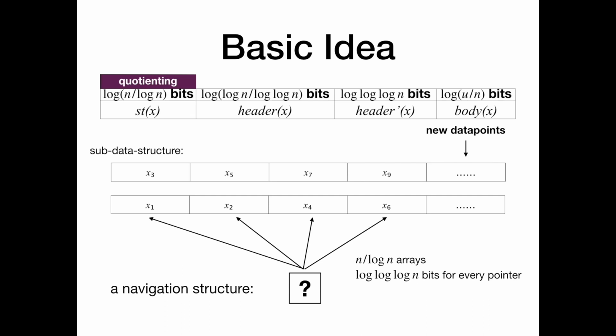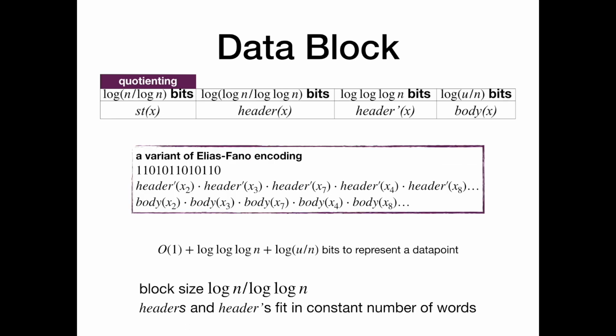To answer a query X, we check if there is a Y in sub-data structure ST of X, such that their suffixes are same. With high probability, every sub-data structure contains O(log n) data points. So, we focus on designing the sub-data structures which maintain O(log n) data points. The data points in sub-data structures are grouped into data blocks.